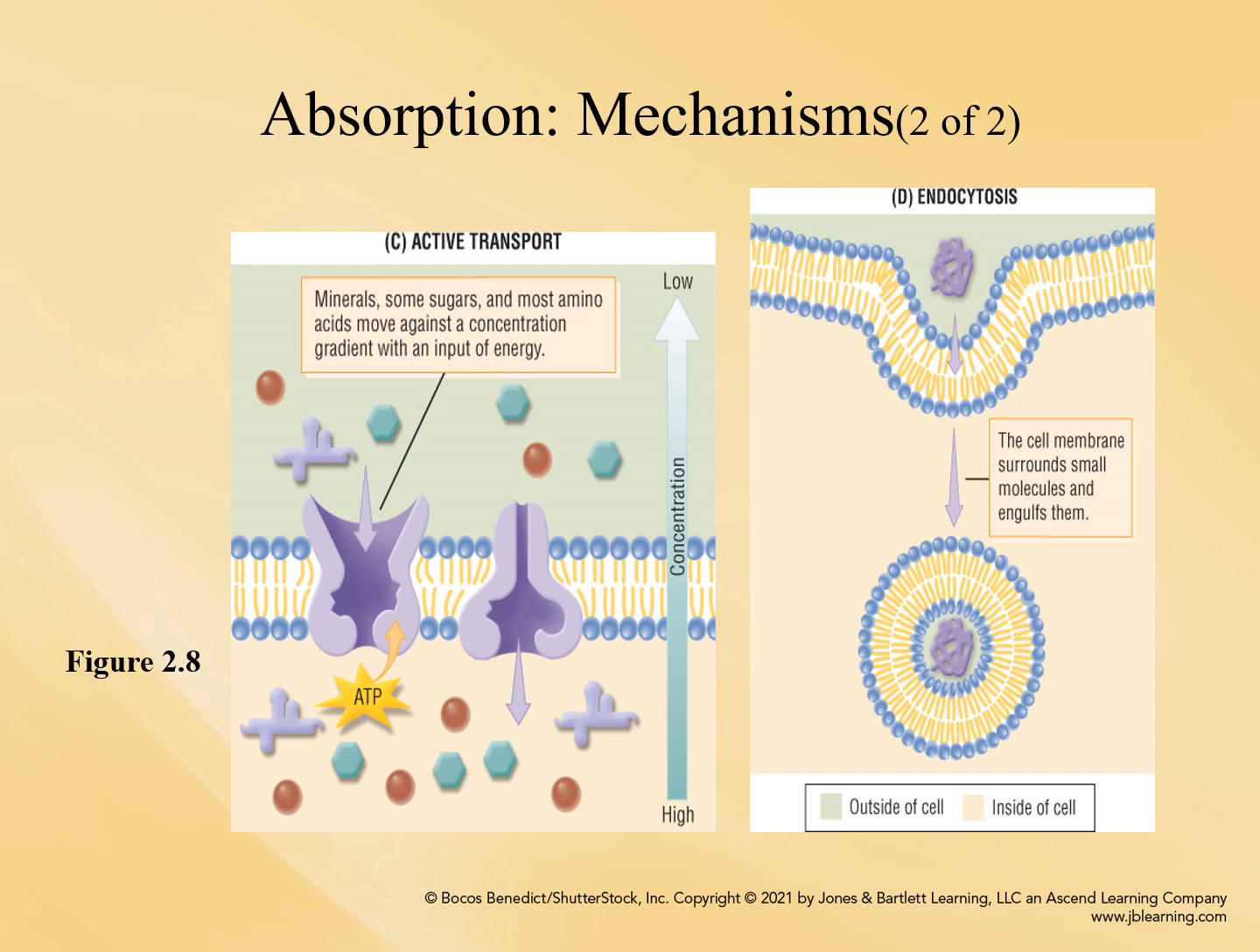Endocytosis is when the cell membrane engulfs a particle and brings it inside the cell. That engulfing portion of the membrane separates and encases the particle and moves it inside of the cell. So those are the four absorption mechanisms.